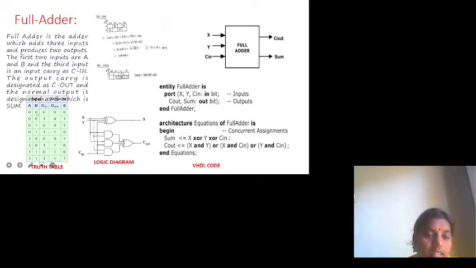How do we write it? There are 3 inputs, so 2 power n, where n is equal to 3 here. So 2 power 3 is equal to 8. 8 combinations are possible. Now for all these 8 different combinations of inputs, what are the different sum and cout values, what will be the relation that we will find out in this full adder.